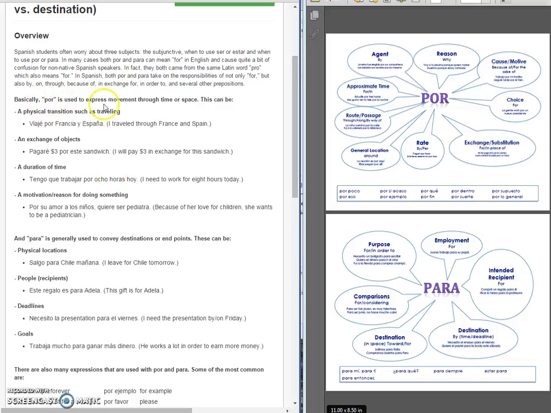So like it says, express movement through time or space. If I'm saying how long something lasted, that would be duration of time, and that's por. And then motivation or reason for doing something. I don't like the word reason because I feel like that's confusing to people. I like better to say something or someone to blame for why I'm doing something. So that is your cause and motive right there. Maybe cause and motive and reason. Again, I don't like reason, so maybe someone to blame, but that's kind of in this category. So that's what you want to think of overall for the word por.